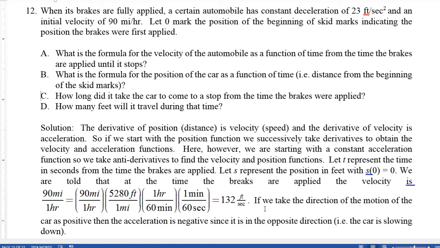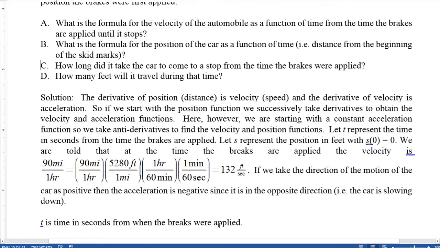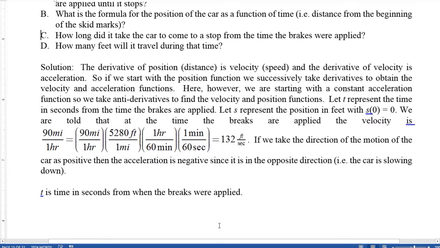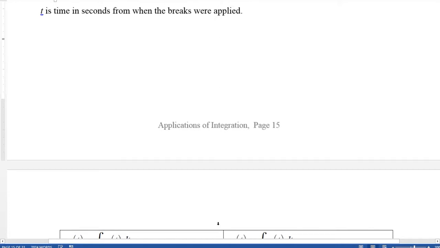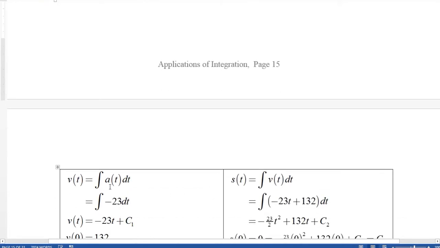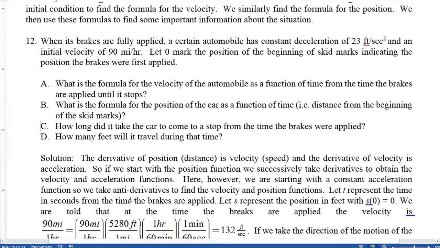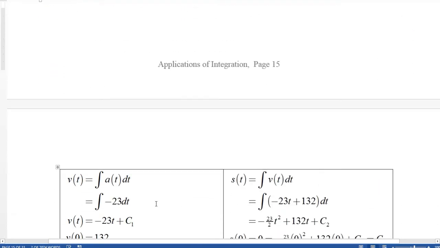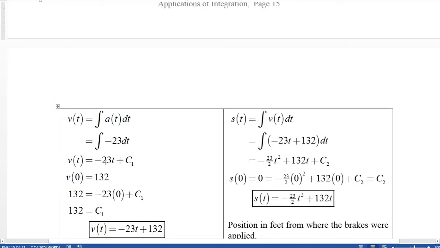So we take the direction of the motion of the car as positive and the acceleration is negative, so it's in the opposite direction. In other words, the car is slowing down. And t is the time in seconds since the brakes were applied. And we have the acceleration function is just negative 23, right? Yeah, that was given to us here. It's a constant, so it's just a constant function.